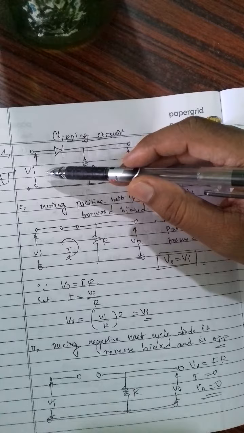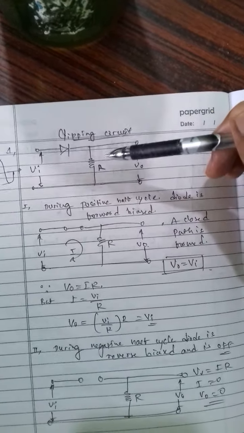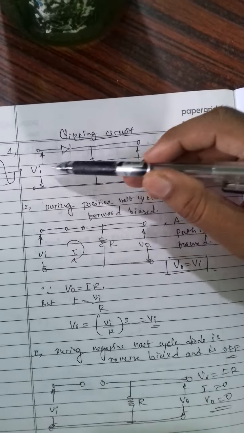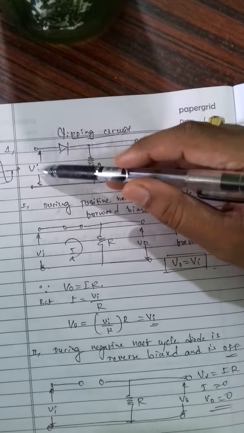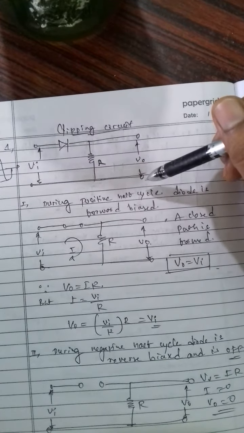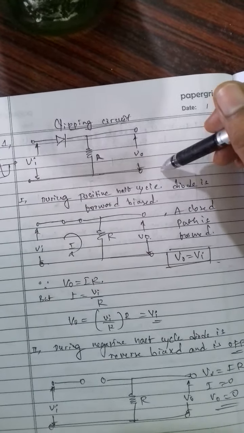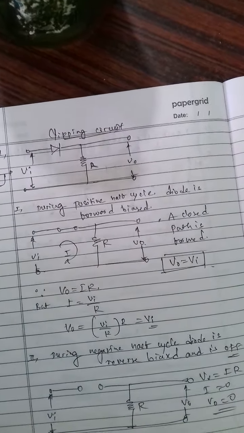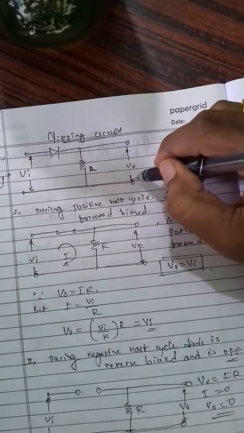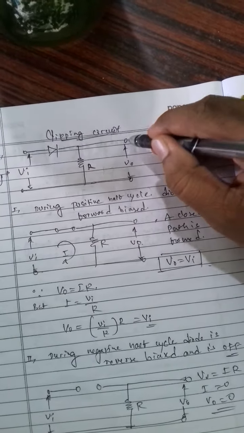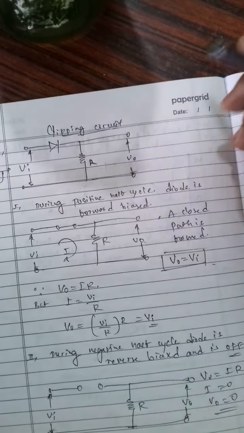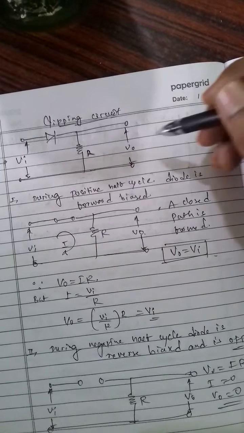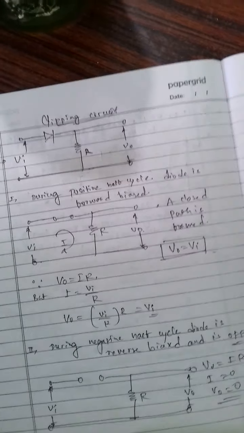The input is a sinusoidal signal of any frequency, and we have to get the output waveform across these two points.